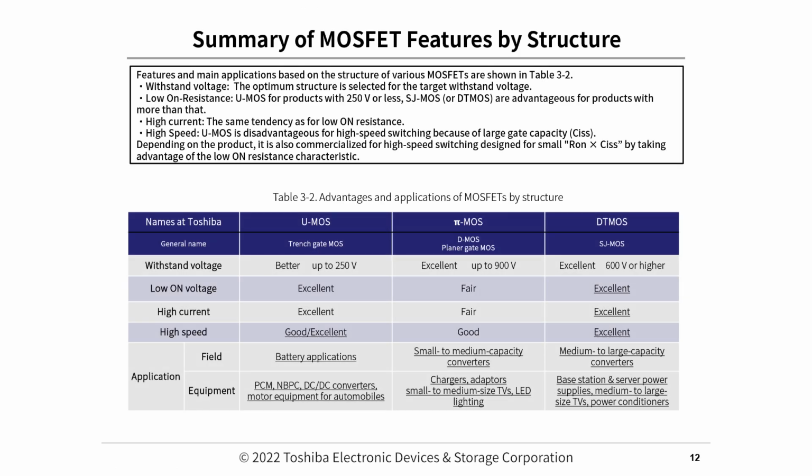Summary of MOSFET features by structure. Features and main applications based on the structure of various MOSFETs are shown in Table 3-2. Withstand voltage: the optimum structure is selected for the target withstand voltage. Low on resistance: UMOS for products with 250 volts or less; SJ-MOS or DT-MOS are advantageous for products with more than that. High current: the same tendency as for low on resistance. High speed: UMOS is disadvantageous for high-speed switching because of large gate capacity, CISS. Depending on the product, it is also commercialized for high-speed switching designed for small R-on times CISS by taking advantage of the low on resistance characteristic.